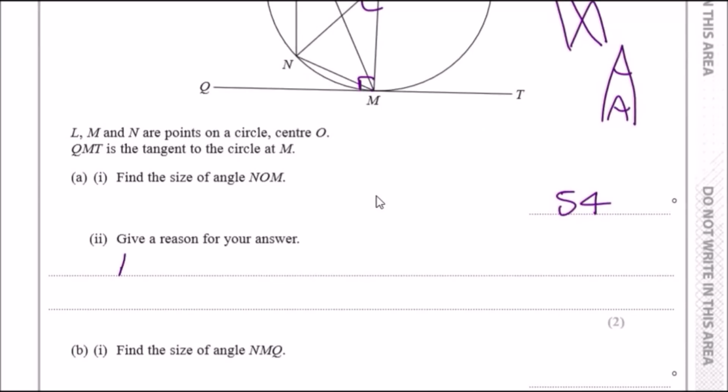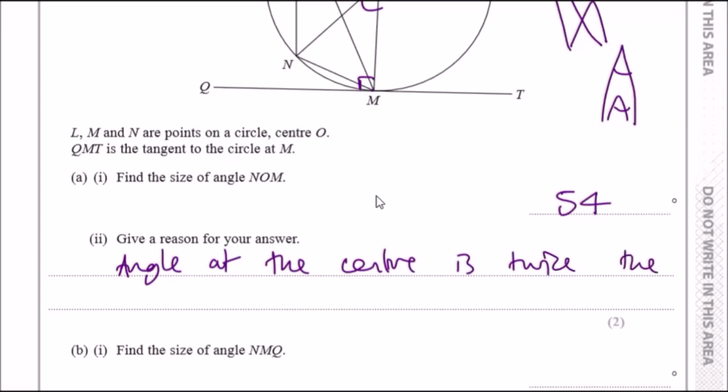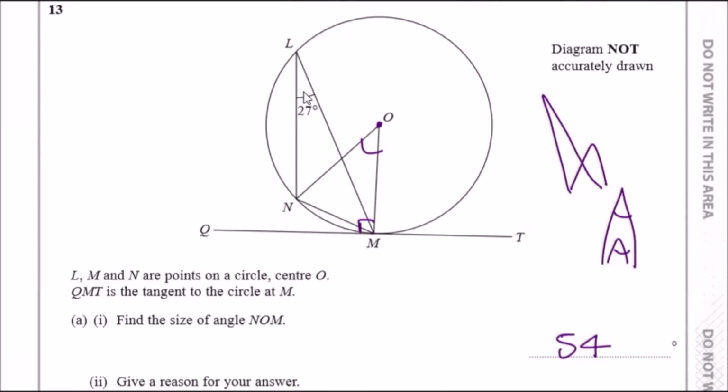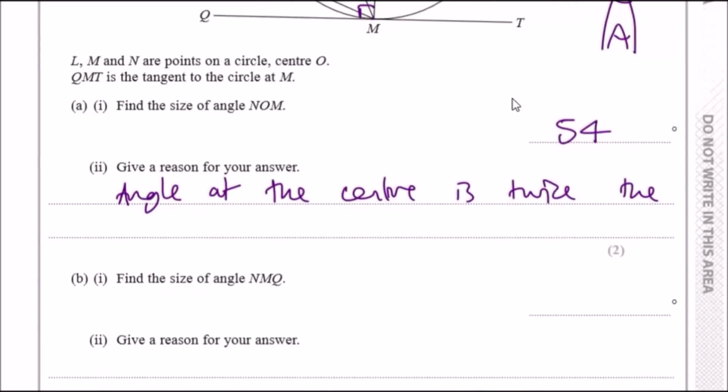So angle at the center is twice the angle. So here's twice the angle at the circumference, i.e. twice 27 at the circumference. Okay. Oof, handwriting not that great today.